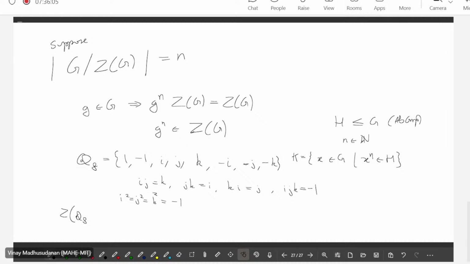Then what is Z? I said that earlier also. Z of Q8 is 1 comma minus 1. Now, for all x in Q8, x square is in the center, but the group is not equal to its center. Okay.